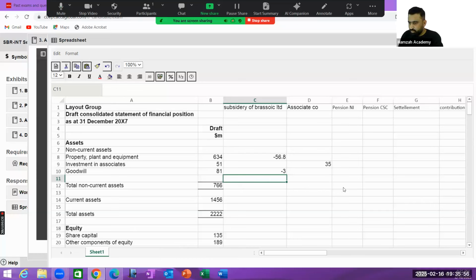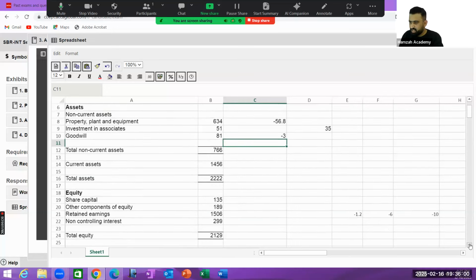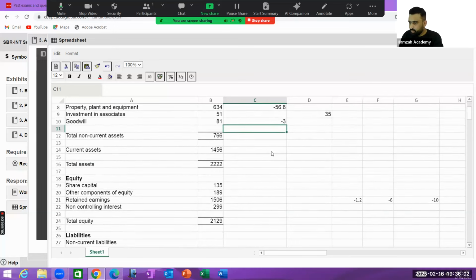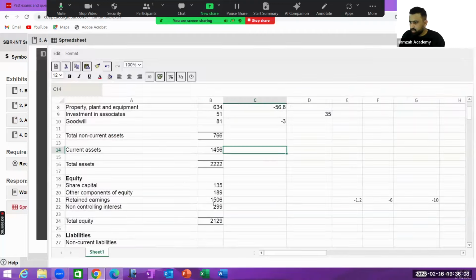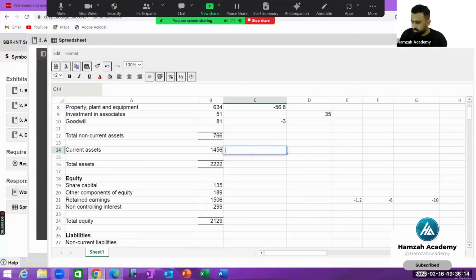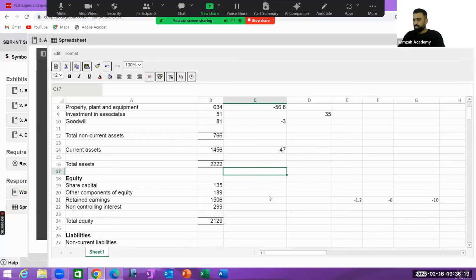Goodwill has been eliminated, property, plant, and equipment has been eliminated, 35 investment in associate has been recognized. Current assets: now look at the current assets in the balance sheet. The current assets are 47. They need to be eliminated. So minus 47.